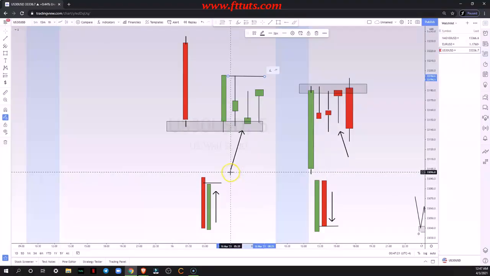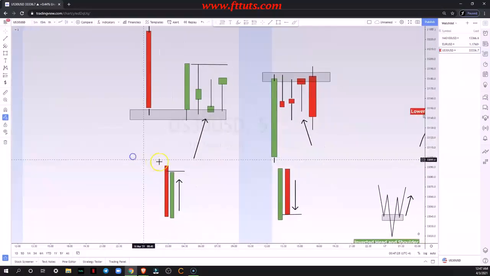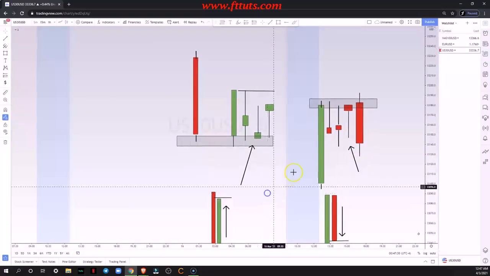Now, there are patterns that we look for. Okay, we're going to get to the patterns. I'm just showing y'all the entry candlesticks. Okay, so let me not show y'all that just yet.